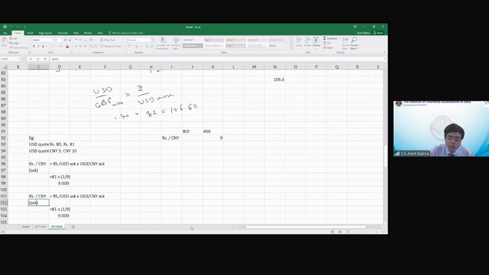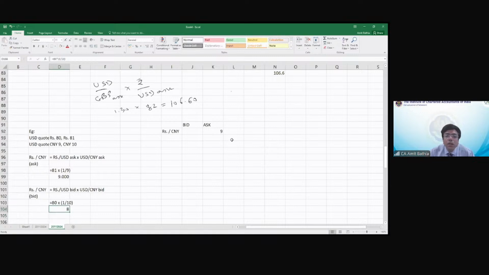Now I want to calculate the bid. So bid price is what? First of all, I need to find rupees to USD. Rupees to USD is available to me. So bid price is 80. Am I right? Into, now remember, USD to CNY quote is not available. The quote available is CNY to USD. So you need to inverse the quote. When we do the inversion, bid will become ask and ask will become bid. I want the bid price, so I need to check what is the ask, and that will become 1 upon 10. So I have 8 over here.